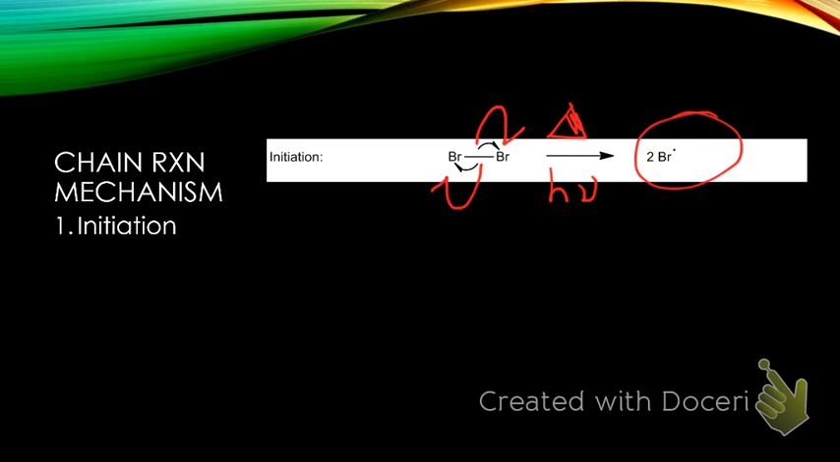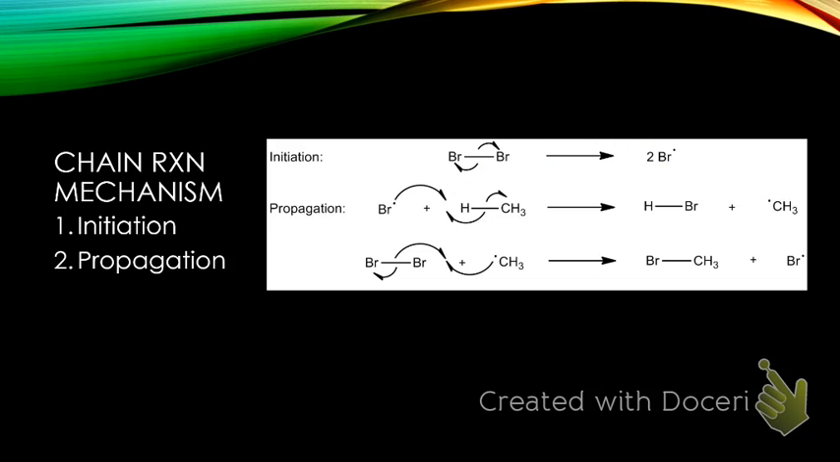These radicals are not happy. They're going to go on to the next phase, but you had to first have that initiation phase. The next phase is called propagation, and there's actually two possibilities.